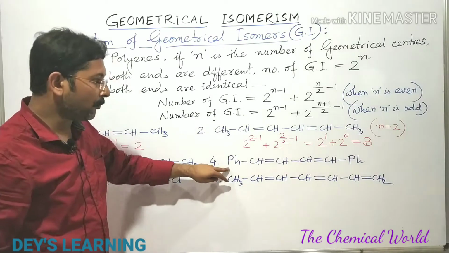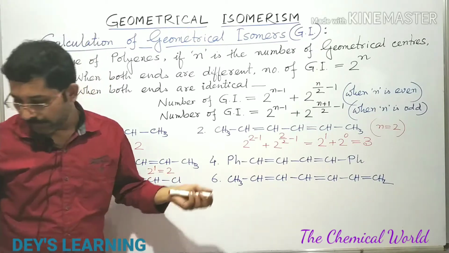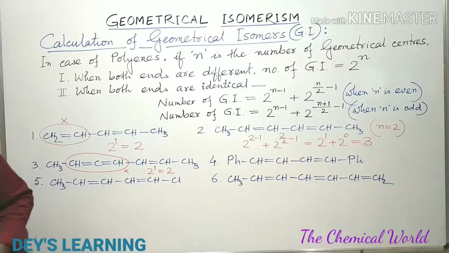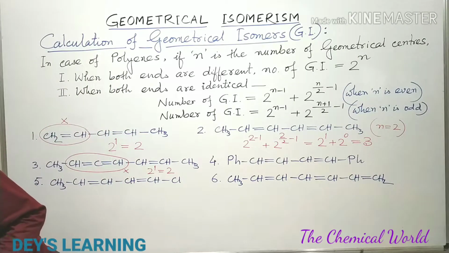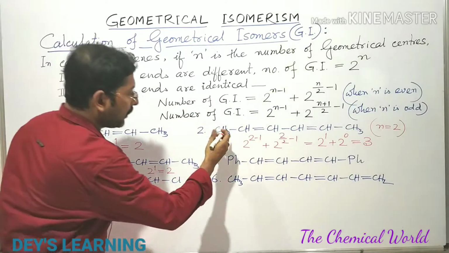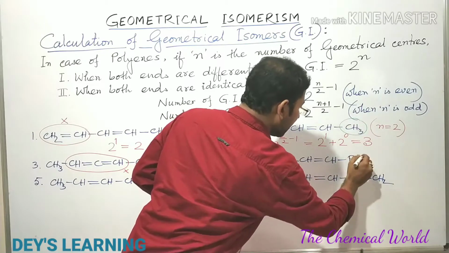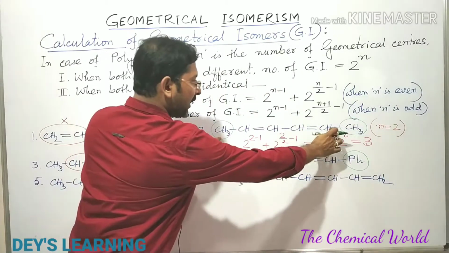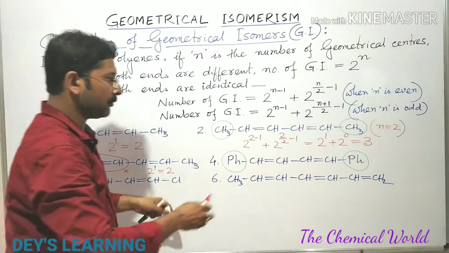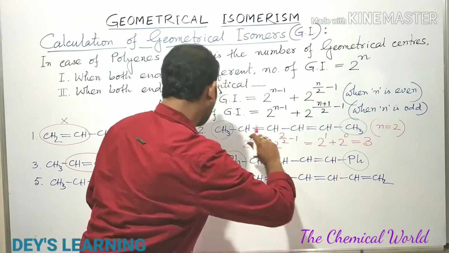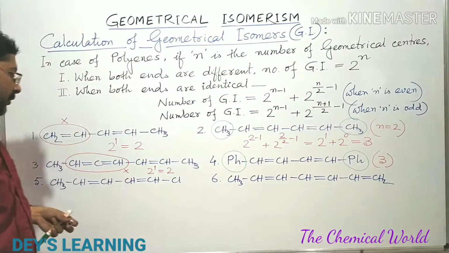In case of compound 4, look at here, the compound 2 and compound 4. Actually, in case of geometry, these two molecules are identical. Look at here. Methyl is there, phenyl is there, and methyl is there, phenyl is there. So these two ends are identical, and here also these two ends are identical. So number of geometrical isomers will be as it was in compound 2. This is 3. 3 geometrical isomers will be possible.